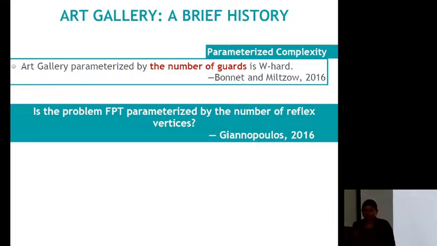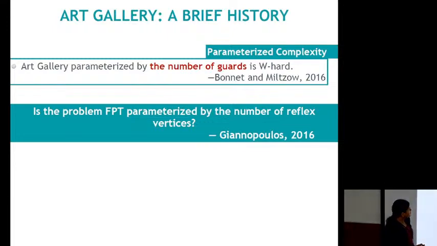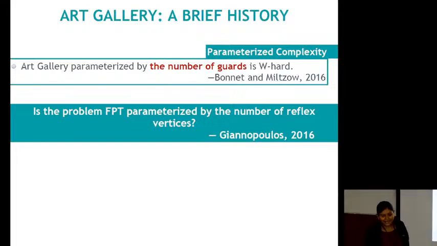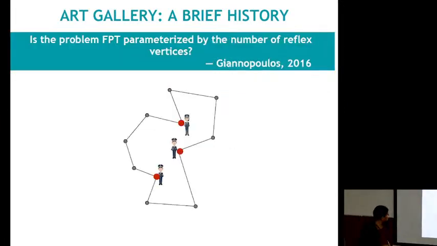So if you want to come up with an algorithm whose running time is f of k, where k is the number of guards that you want to place, into polynomial in the number of vertices, such an algorithm is not possible by a result of Bonnet and Miltzow. And thus a natural next question is, can we parameterize by the number of reflex vertices? And let us understand why reflex vertices all of a sudden.